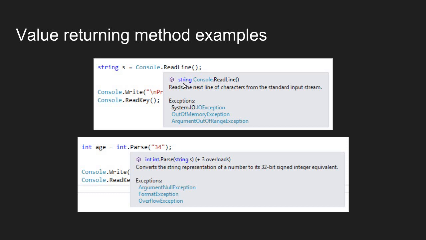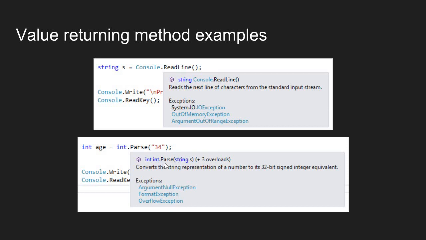value. So when I call the Console.ReadLine method, if I want to save the returned value, I need to have a variable of the correct type on the left-hand side, use the assignment operator, and in this way we can take the value that is returned from the method and use it in the calling method. Let's look at another example.